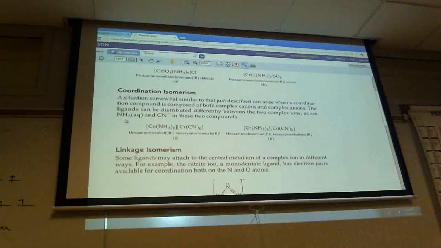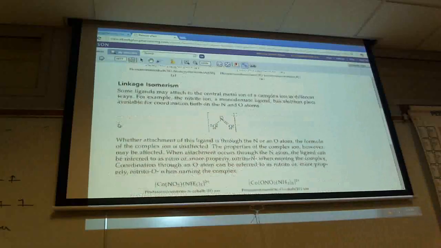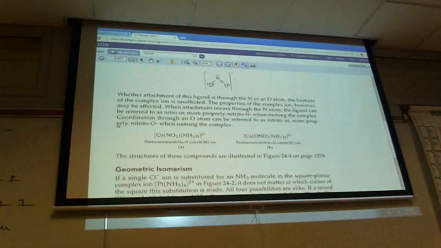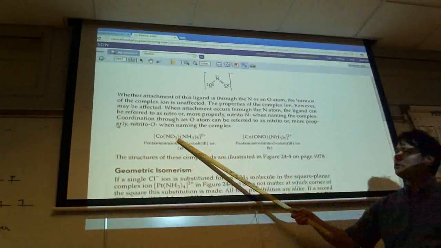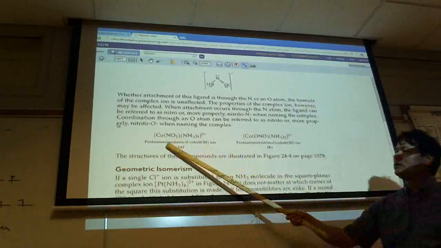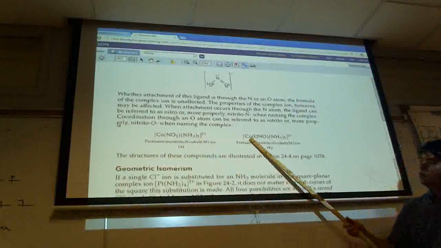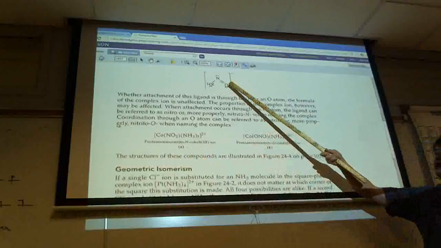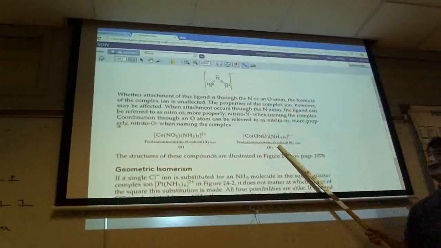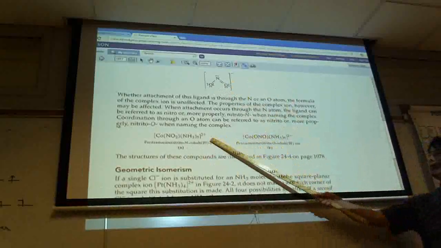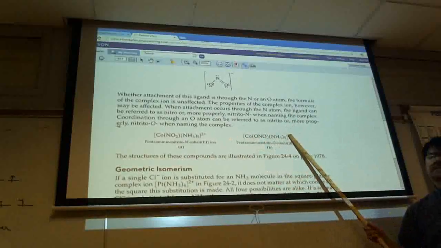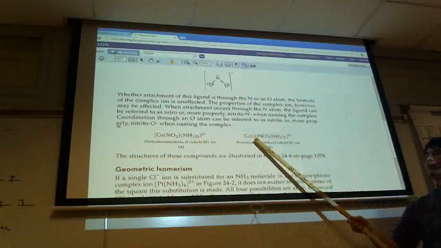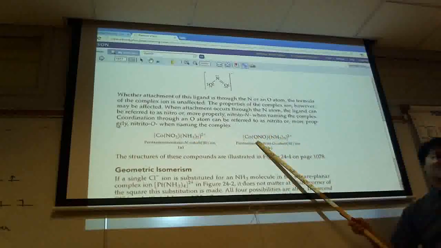Linkage isomer is another example of a structural isomer. Here we have cobalt bonded to the nitrogen of the nitrite, or nitrito. So this would be nitrito N. Over here we have cobalt bonded to the oxygen of the nitrite. And so this would be nitrito O. Same formula, just different bonding. And so again, structural isomer. A cobalt nitrogen bond versus a cobalt oxygen bond here.